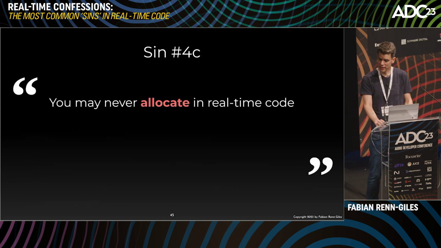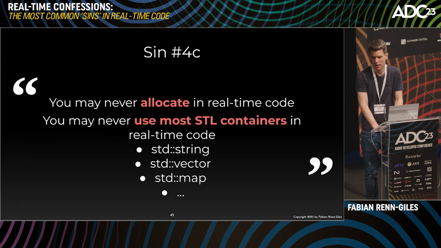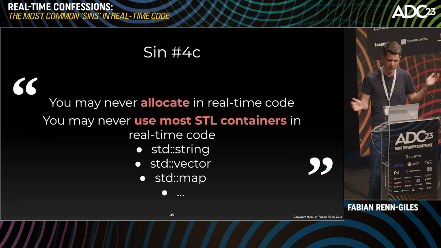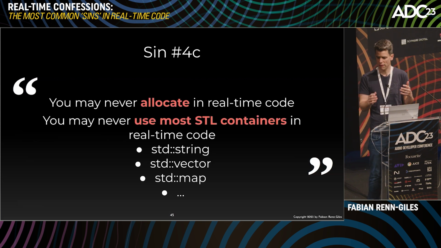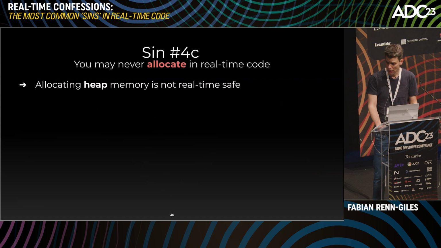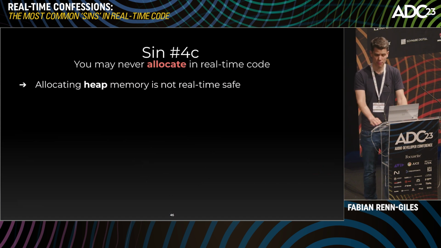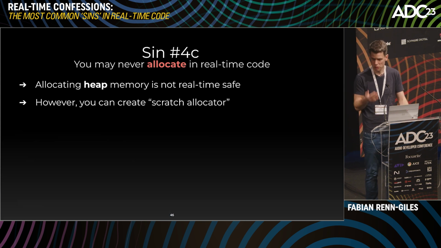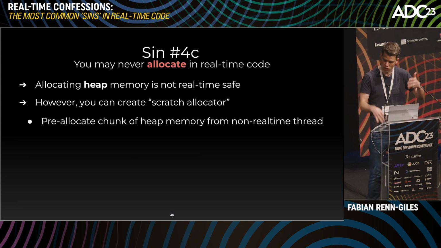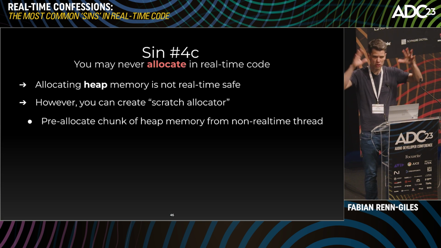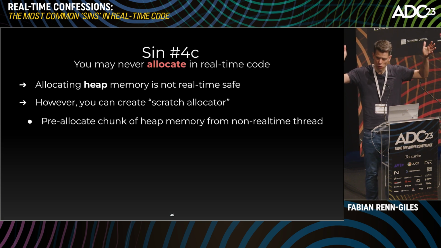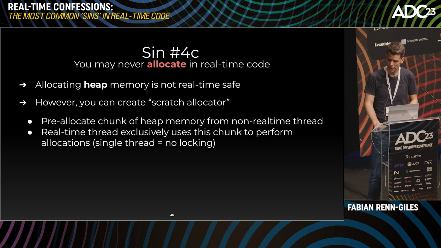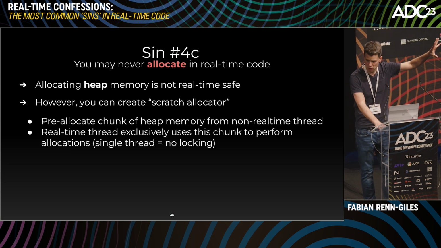And then sin 4C is you may never allocate in real-time code, and closely related, you may never use most STL containers in real-time code, like string or vector or map. And it's true, right? Allocating heap memory in real-time code is definitely not safe. However, there's this trick, I'm sure many people in this room use this trick, where you create a scratch allocator. You pre-allocate a bunch of memory at the start of your program on a non-real-time thread, and then this chunk of memory is used exclusively by a single thread to allocate memory.